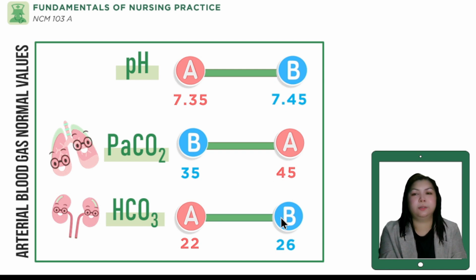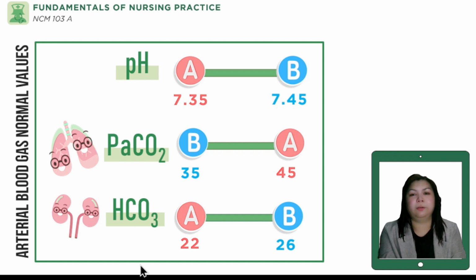Okay, so instead of memorizing respiratory opposite and metabolic equal, we use this ABA and BAB to remember. A here stands for acidosis. So if you have a pH below 7.35, that is acidosis. And if you have a pH above 7.45, that is considered alkalosis.